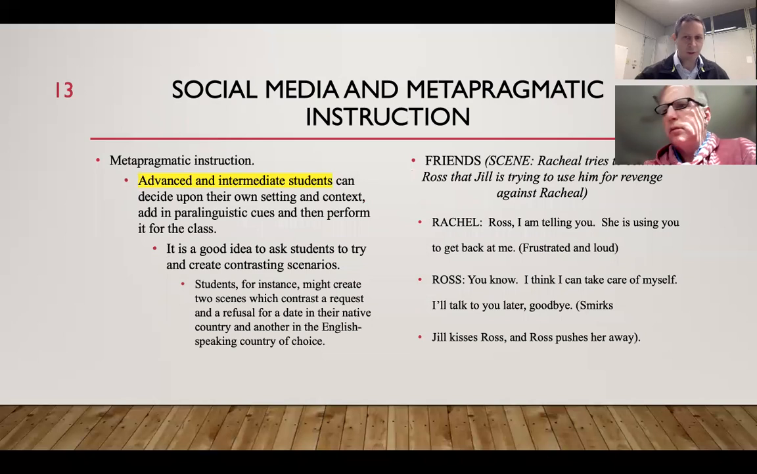Number 13. We've got about 3 or 4 minutes left. Oh, okay. And so this is for advanced and intermediate students, and it's a good idea to ask them to create their own scenarios or contrasting scenarios. We could imagine the situation if Rachel and Ross were not friends and maybe they just met each other, or Rachel was Ross's boss, or different kinds of things. And that can be a really powerful experience for students to explore too.